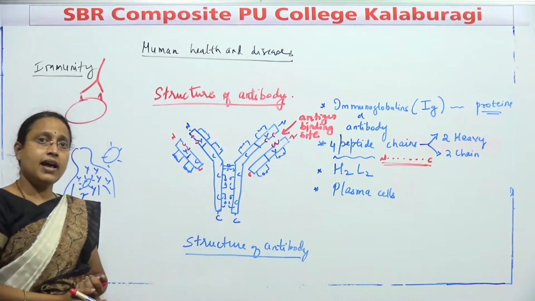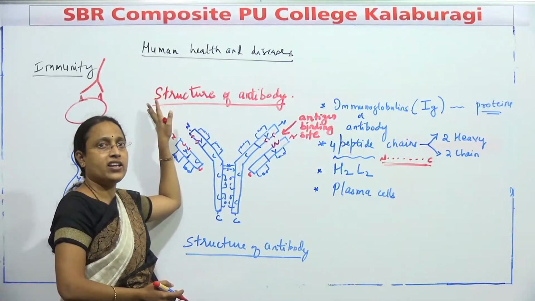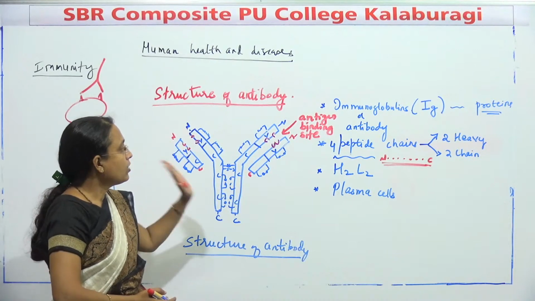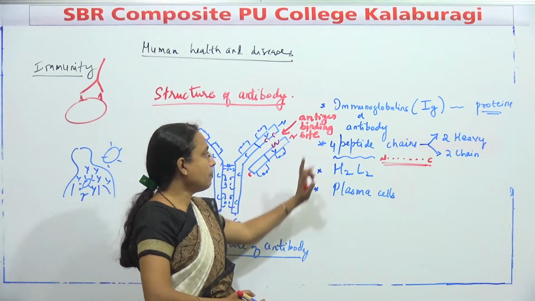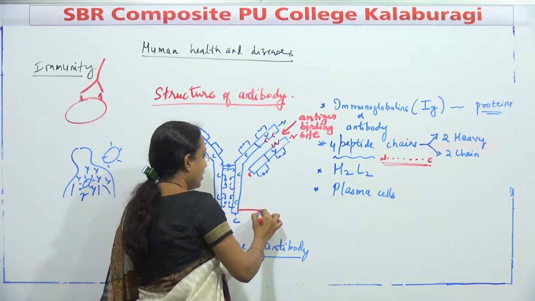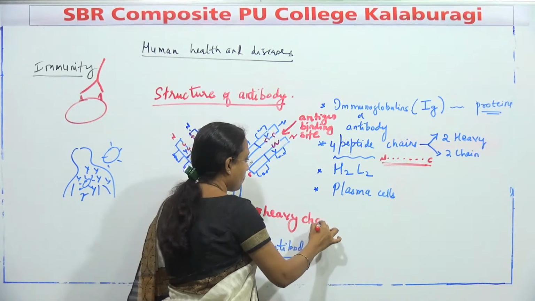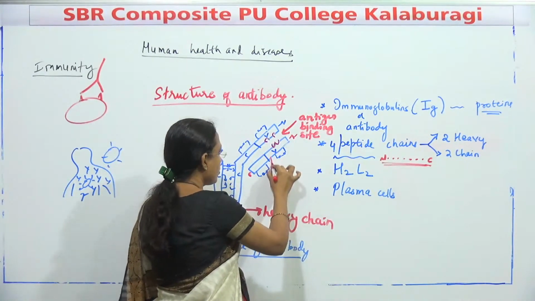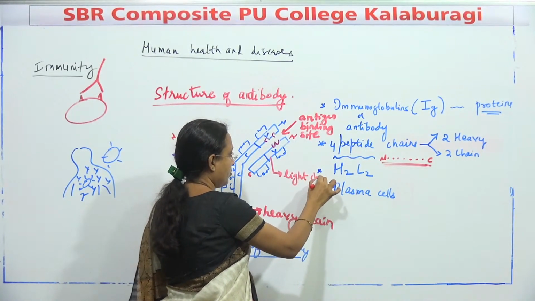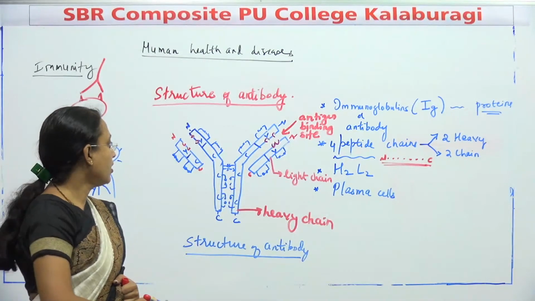What is an antigen binding site? It is a part of an antibody that will directly be in contact with the antigen, or that directly binds to an antigen. So therefore this is called antigen binding site. Now, I already told this one is the long chain. This is called the heavy chain. And this one is called the light chain.